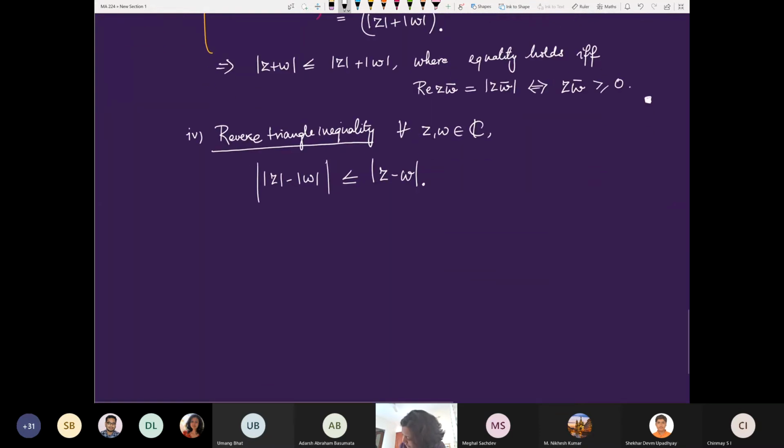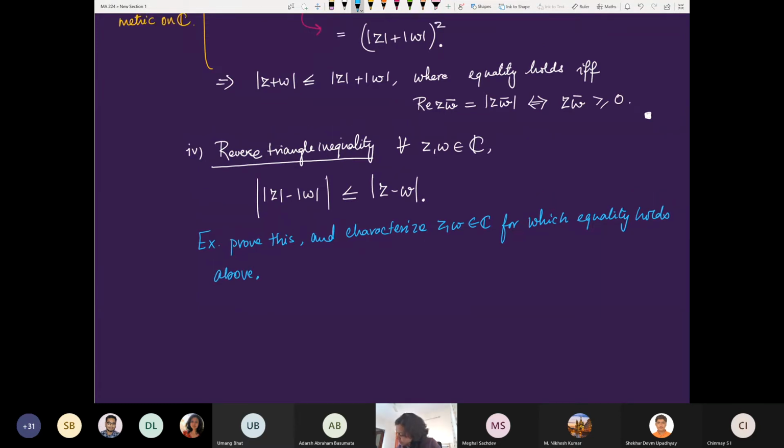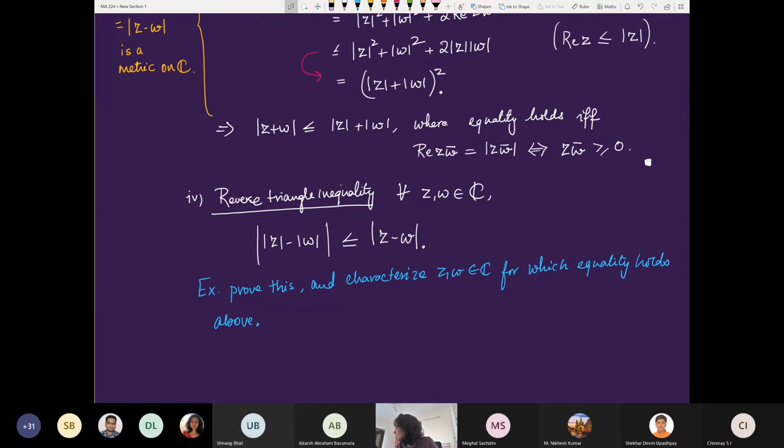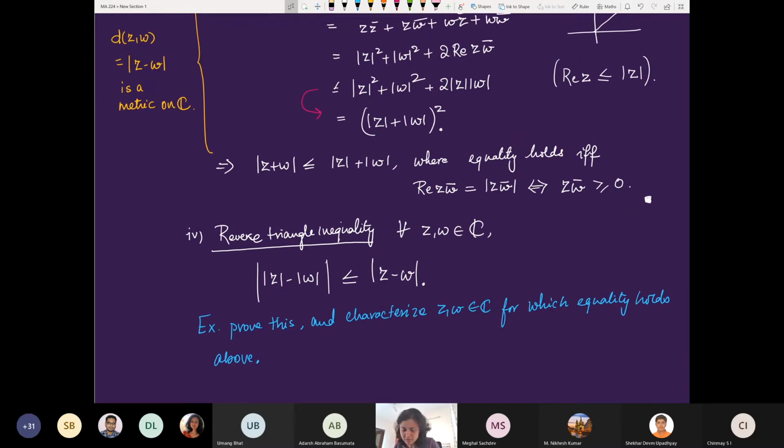Okay, so your short exercise over here is to prove this, and also characterize when equality holds. So characterize the pairs of complex numbers for which equality holds above. So when does the triangle inequality become an identity? All right. So now this kind of brings us to another point.